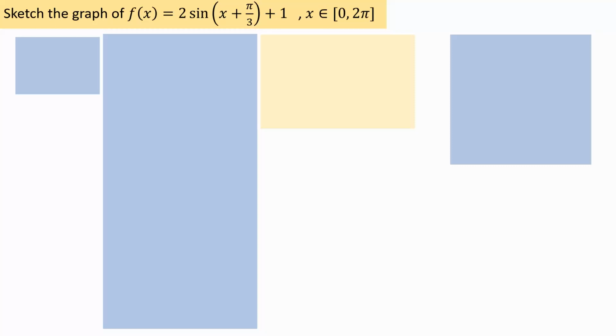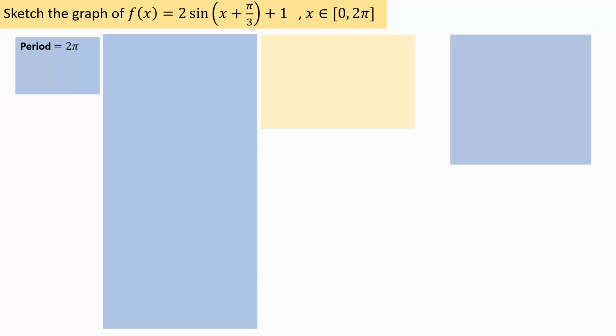Okay? So, first things first, I will want to find my quarter period. That's one of the easiest ways to do it. So find the period first. Look at the period. Now, right now in front of x, I don't have a value. I only have 1. I don't have a 2 in front of the brackets either. So the period is still 2 pi. 2 pi on 1 is my period. So period's still 2 pi.